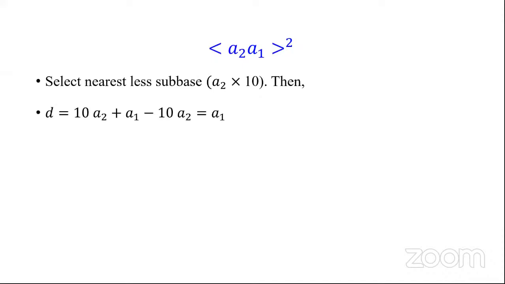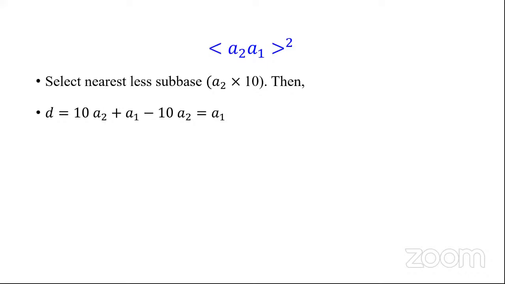Second step is to find the deviation, means the difference. That deviation is A2 A1 minus that base, or in short, 10 A2 plus A1 minus 10 A2. So my deviation will be A1 finally. So it is easy. If the base is 10 into 80, the deviation is A1. Always for A2 A1, the base will be A2 times 10 and the deviation will be A1.